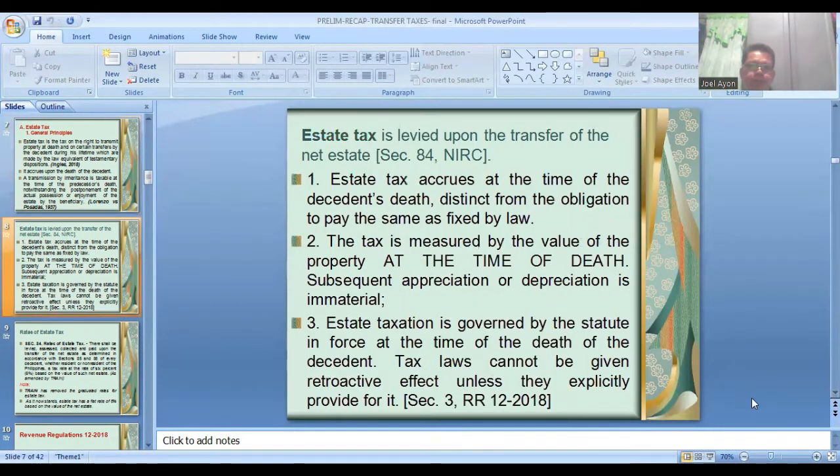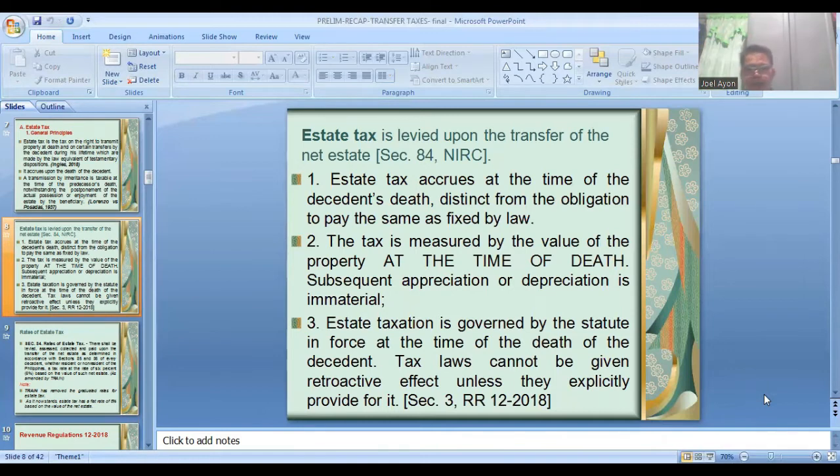Fast forward. State tax is levied upon the transfer of the net estate under Section 84 of the tax code. Again, estate tax accrues at the time of the decedent's death, distinct from the obligation to pay the same as required by law. Also, the tax is measured by the value of the property at the time of death, so subsequent appreciation or depreciation is immaterial. And lastly, estate taxation is governed by the statute in force at the time of the death of the decedent, and tax laws cannot be given retroactive effect unless they explicitly provide for it.